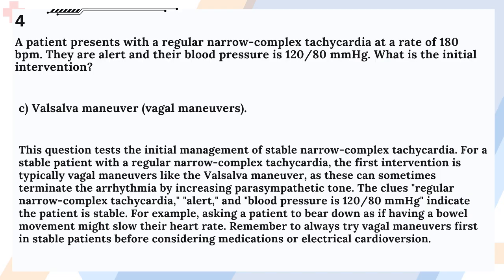The clues: regular narrow complex tachycardia, alert, and blood pressure is 120/80 mmHg indicate the patient is stable. For example, asking a patient to bear down as if having a bowel movement might slow their heart rate. Remember to always try vagal maneuvers first in stable patients before considering medications or electrical cardioversion.